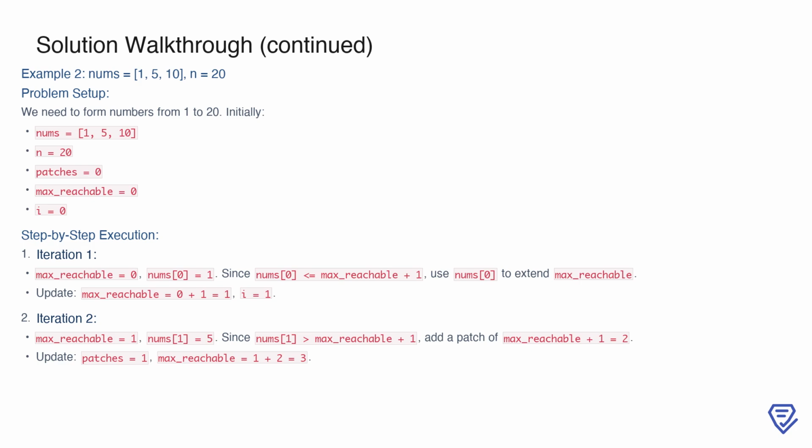In the second iteration, max_reachable is now 1, and nums[1] is 5. Since nums[1] is greater than max_reachable plus 1, we cannot use it directly. Instead, we add a patch of max_reachable plus 1, which is 2. This increases patches to 1, and max_reachable becomes 3.